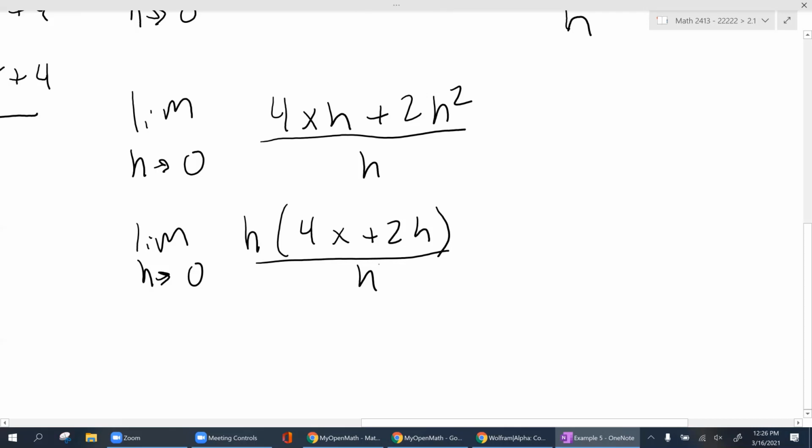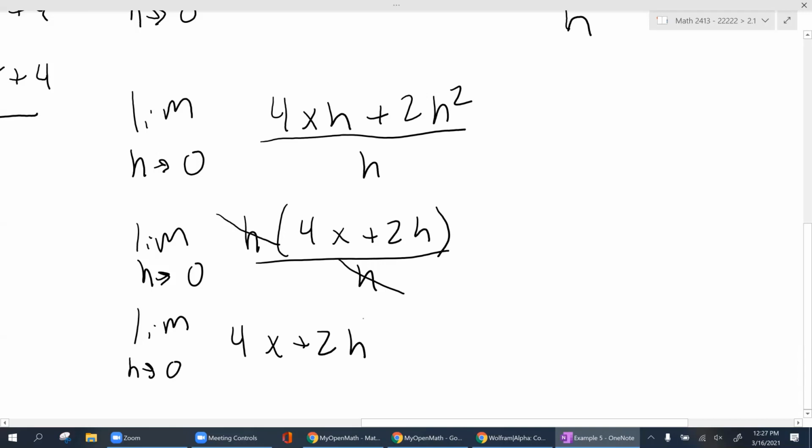The reason I want you to factor first and then cancel out is that most of the points are taken off because things weren't canceled correctly in this spot, and I want you all to not get points taken off. So first factor and then cancel out. This cancels out with that, so I'm left with the limit as h approaches 0 of 4x plus 2h.